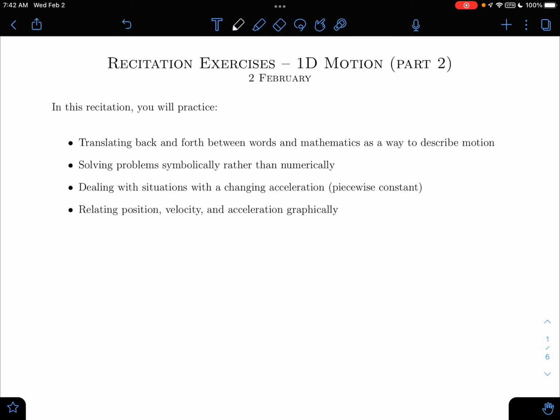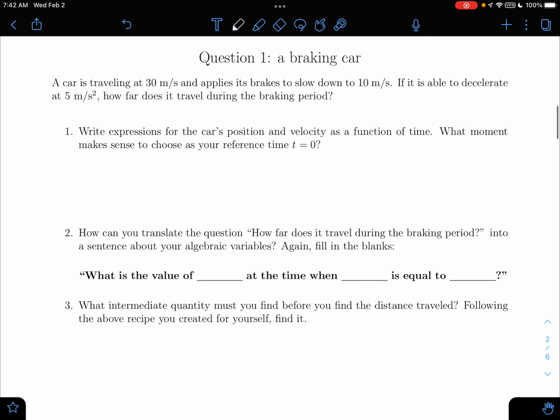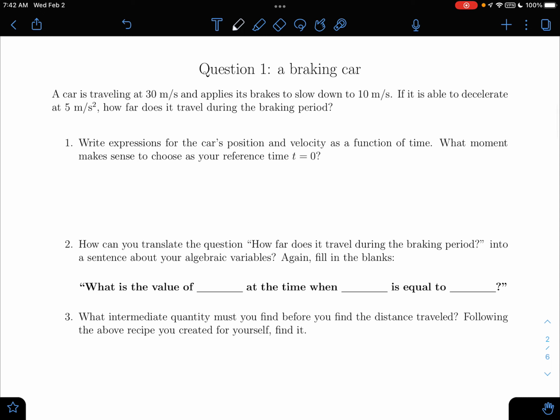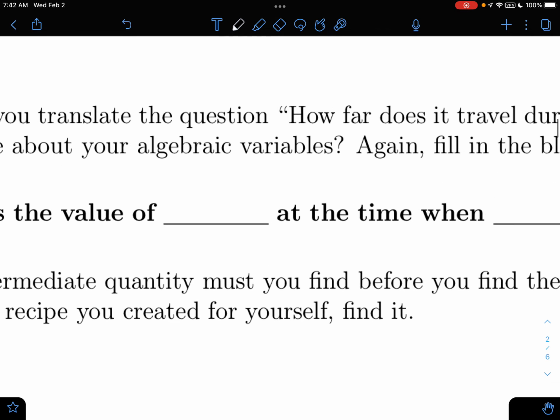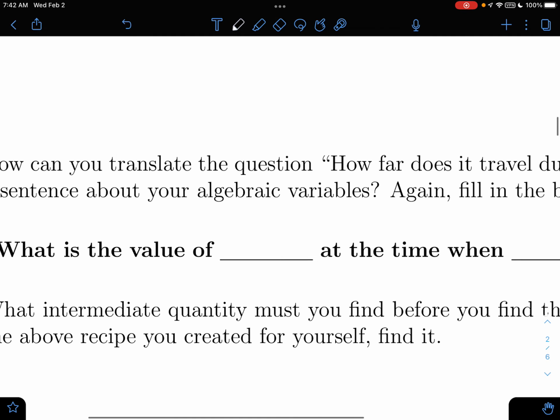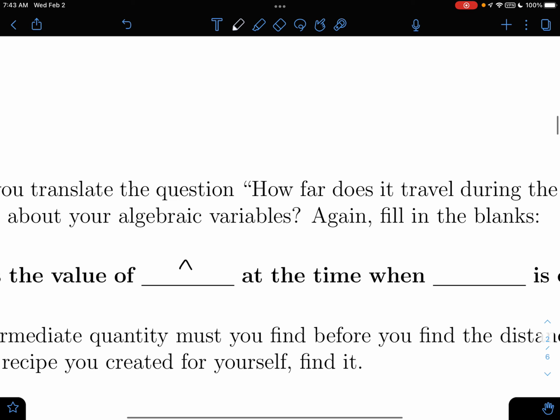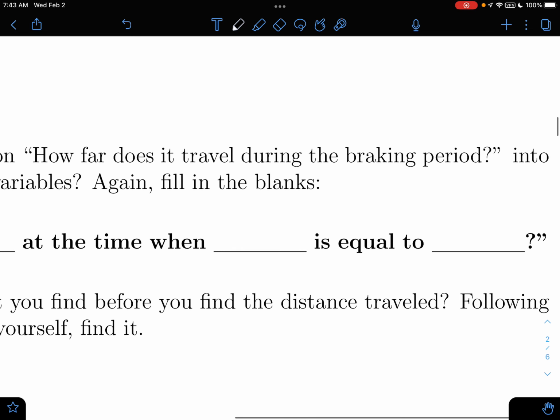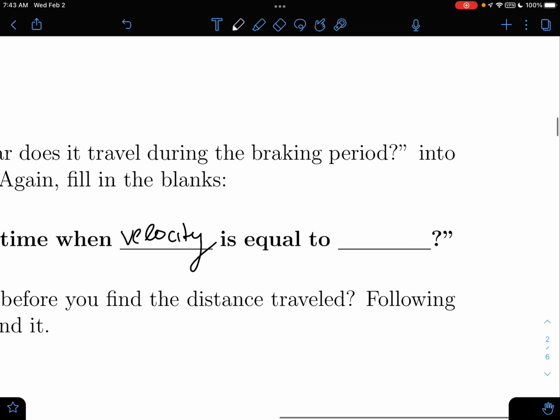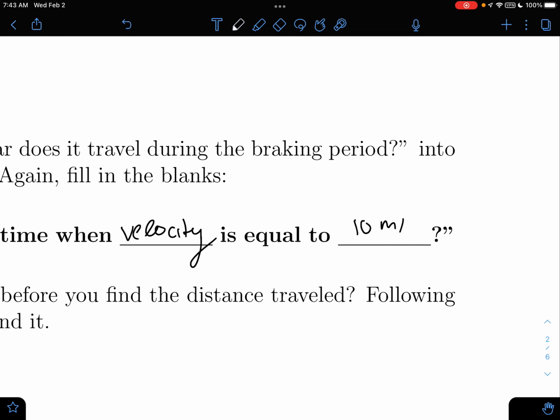Alrighty, y'all. Today we're taking a look at the recitation for February 2nd. This one is 1D motion again, just one dimension. This braking car question is a repeat from our last recitation, just in case you didn't get to it. The important part I'm going to highlight for today is a sentence we're going to revisit: What is the value of x at the time when velocity is equal to 10 meters per second?